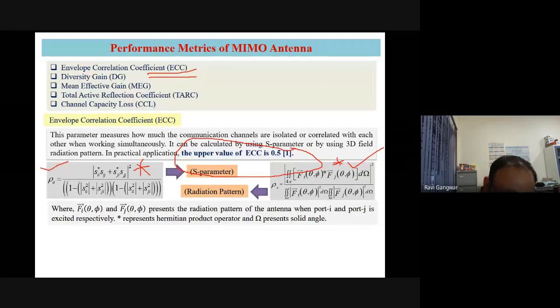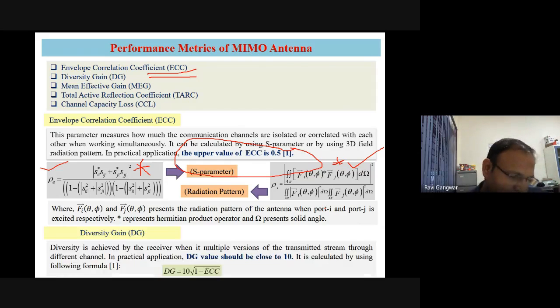So the ECC value, which is calculated with respect to the radiation pattern, is more important and more useful as compared to your S parameter analysis. Similarly, your diversity gain. We can say that it is the increase in signal to noise ratio due to some diversity schemes, or how much the transmission power can be reduced when a diversity scheme is introduced.